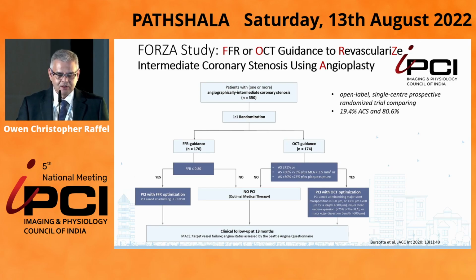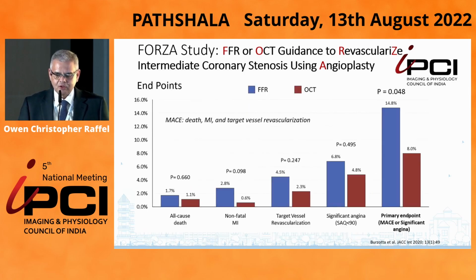The second criterion was 50 to 75 with an MLA less than 2.5, so a combination. Similarly, 50 to 75 plus plaque rupture, and 20% of this cohort was ACS, so very interesting. And if this was positive, they had PCI with OCT optimization. Now, the result of this was at 13 months, the primary endpoint of MACE or significant angina, and angina obviously is a soft endpoint, but important for the patient.